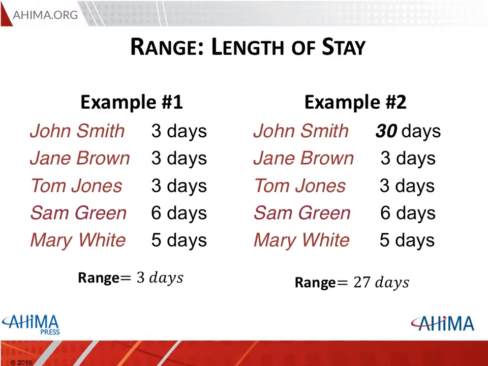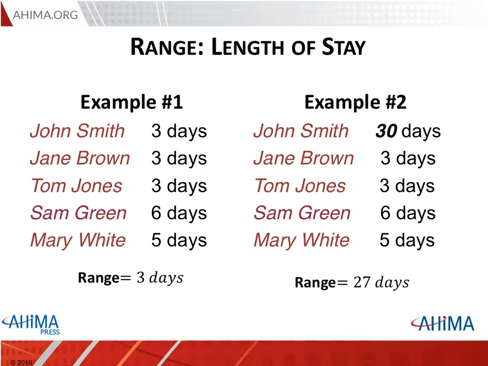Let's look at the range for our length of stay data. The first set of data was a range of 3. We subtracted the lowest value from the highest value, or 6 minus 3. The range for our second data set is much larger. The range is 27. We have calculated this by subtracting our lowest number from our highest number, 30 minus 3 to get 27 for our range. Remember, to find the range, the largest number minus the smaller number.